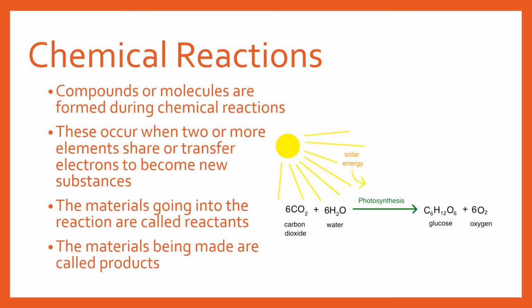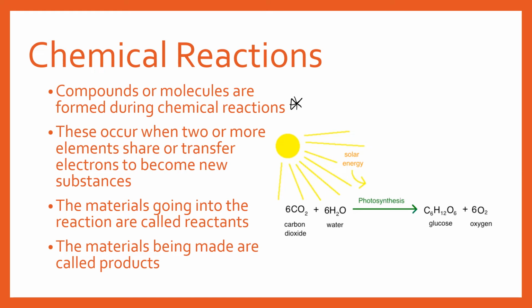So building on that, when we make these compounds and molecules, we call that process a chemical reaction because they're elements that react on a chemical level, not just on a physical level. We're not just cutting it in half. We're actually turning it into something completely different. So chemical reactions occur when two or more elements share or exchange electrons or even transfer them over to each other.